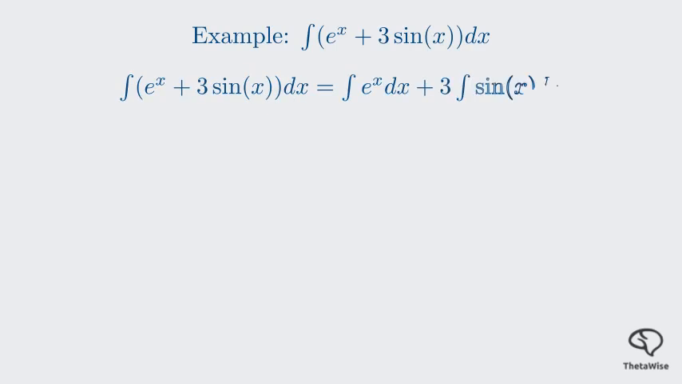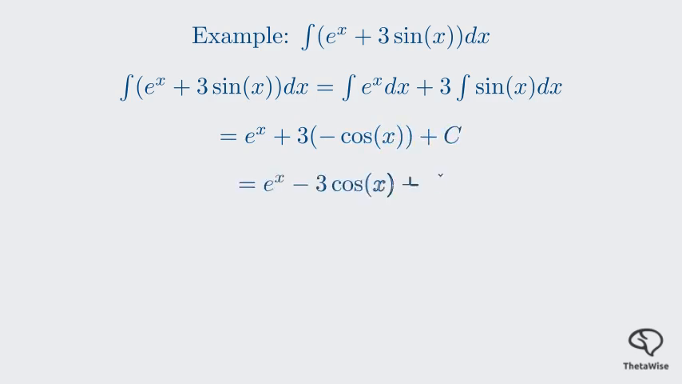Let's do a quick example combining these. Let's integrate the function e to the x plus 3 times sine of x. We can split this into two integrals. The integral of e to the x is e to the x. For the second part, we pull out the 3. The integral of sine of x is negative cosine of x. So our final answer is e to the x minus 3 cosine of x plus c.